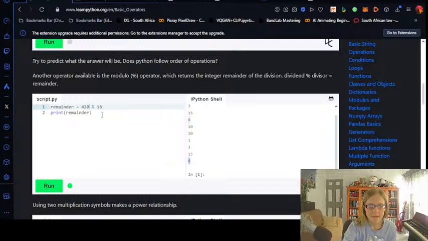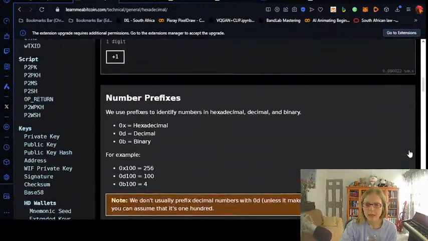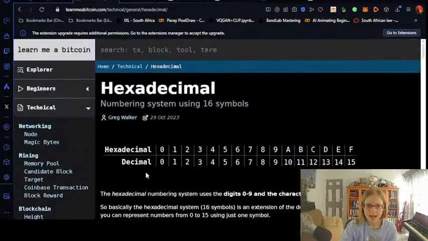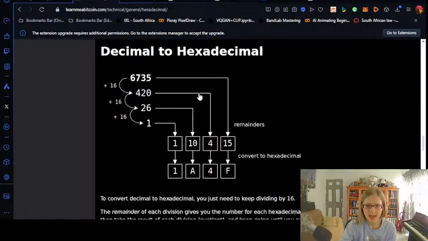So now we say 26 modulo 16, and we get the answer 10. So we get a remainder of 10. 10 in hexadecimal is A. We can double check it here. If we look for our decimal, there's 10. In hexadecimal, after 9, it's A. So that becomes A.